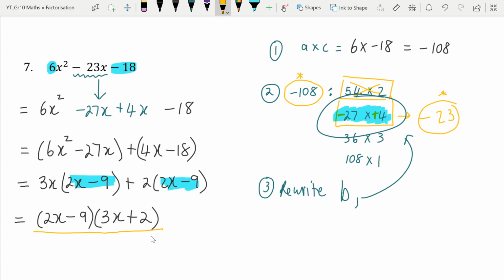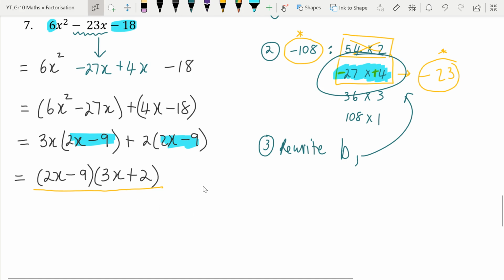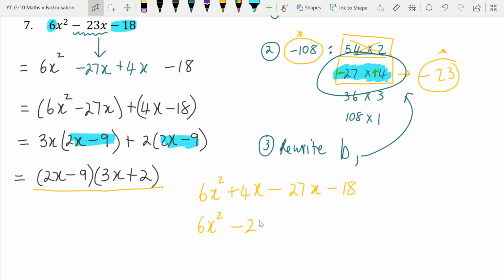If we FOIL that out, you will see that we will get back to where we started. Let's just actually do that quickly. So if we FOIL that out, we get 6x squared plus 4x minus 27x minus 18. And then if we put our like terms together, it gets us back where we wanted. So then we know we factorized it correctly.